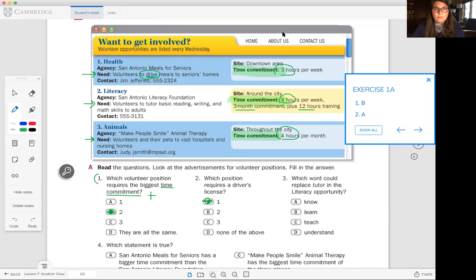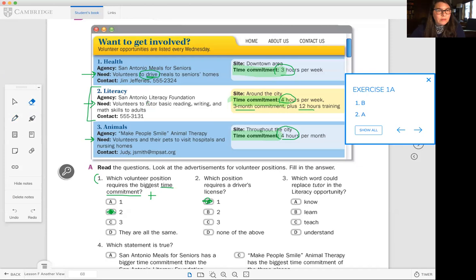Sorry. Okay, number 3. Which word could replace, which means maybe, tutor in the literacy opportunity. Let's find that word. Here's literacy. You're going to look only here. And I see this word tutor right here. What does tutor mean? Sorry, I just covered over it. Okay, so what does this word mean in this sentence here, tutor? Volunteers to tutor basic reading and writing.